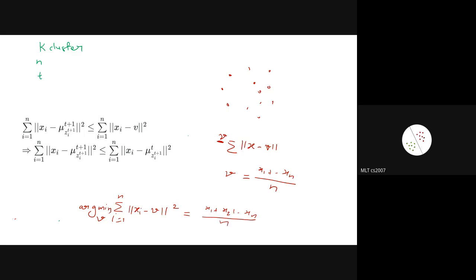Or if you want to prove it, you can prove it using the first derivative test. This is your objective function, you have to find v and minimize this function, and you will see that this v is nothing but the mean of all those data points. Okay, so we are going to use this fact for proving our next inequality.